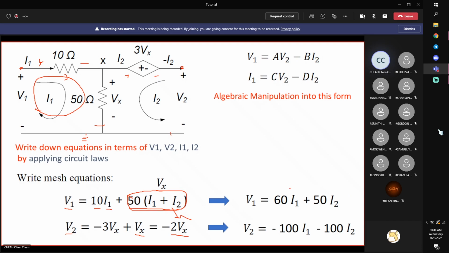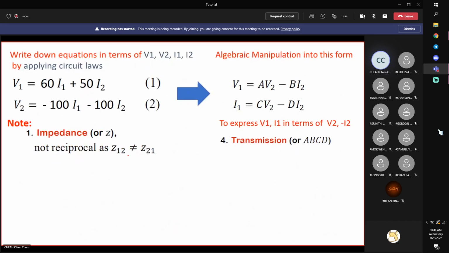If the question says impedance form, then stop here. But now we need to transform it into this form, right? Transform it into this form, and as I said, normally it's just algebraic manipulation. Again, by the way, we already know that this is not reciprocal because these 2 parameters are not the same. Z12 is not equal to Z21. But we still need to put it into the transmission form.